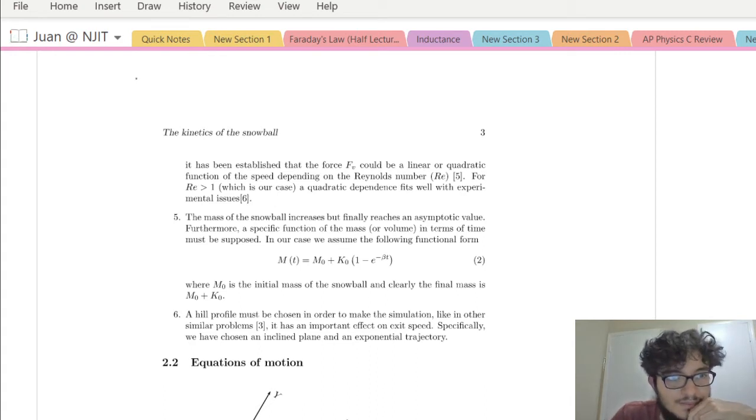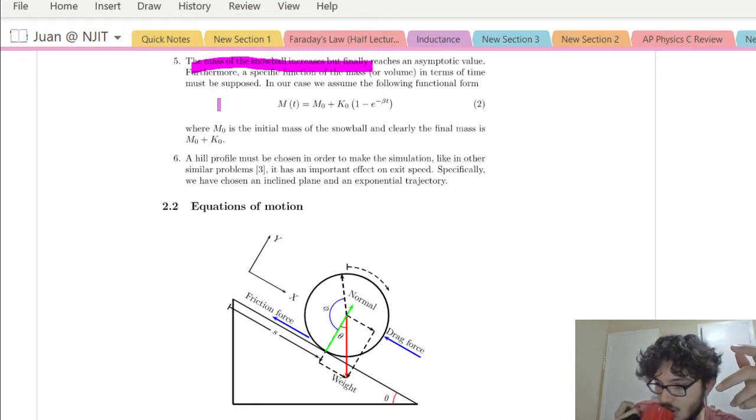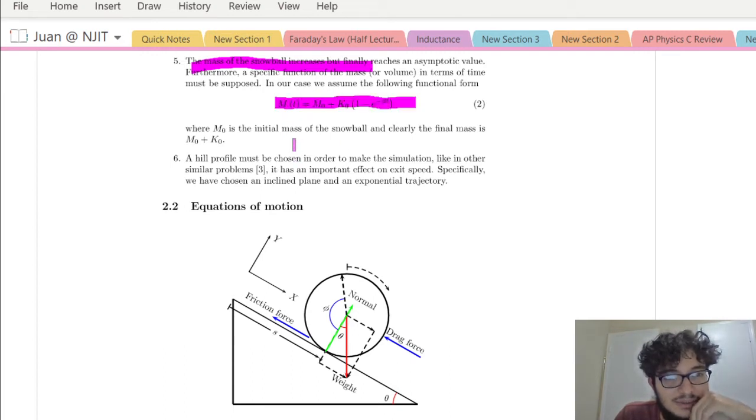Now the fifth assumption is this one over here, that the mass of the snowball increases, but finally reaches an asymptotic value. So it stops increasing afterwards. Furthermore, a specific function of the mass or volume in terms of time must be supposed. In our case, we assume the following functional form. M of t equals m0 plus k0 times 1 minus e to the power negative beta t, where m0 is the initial mass of the snowball, and clearly the final mass is m0 plus k0, because as t approaches infinity, it's equal to m0 plus k0.